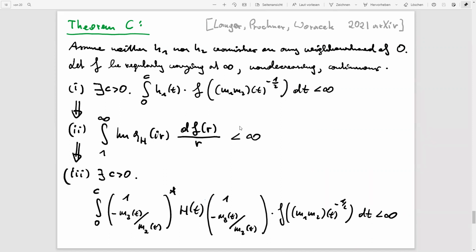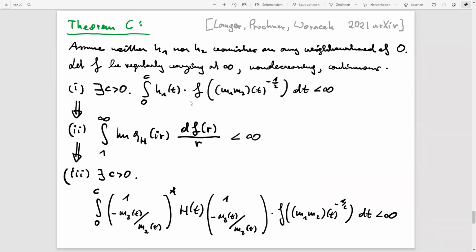Okay, and then you see that the middle condition number 2 is that the spectral measure has a weighted integrability property, or equivalently, I mean, here it is written, the Weyl coefficient has a weighted integrability property. And here we have a sufficient condition, number 1, and a necessary condition, number 3.